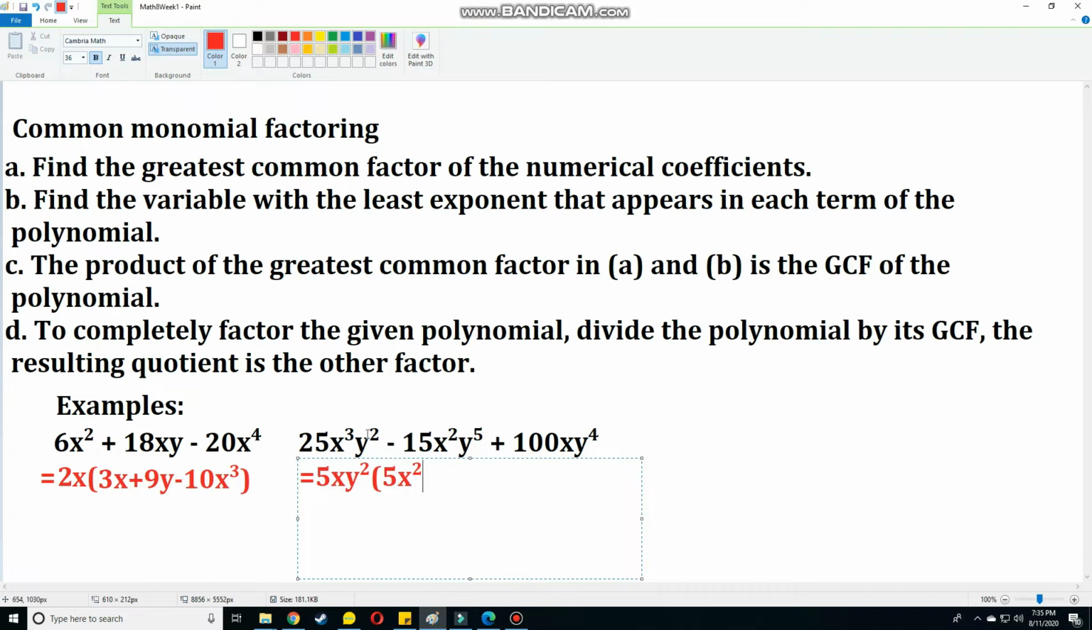Now how about this one? y squared divide y squared. That would be 2 minus 2, that would be 0. So therefore, we would no longer have the variable y. Then let's have minus 15 divide 5. That would be 3. x squared divide x, 2 minus 1, that would be x. y to the 5th divide y squared. That would be y cubed.